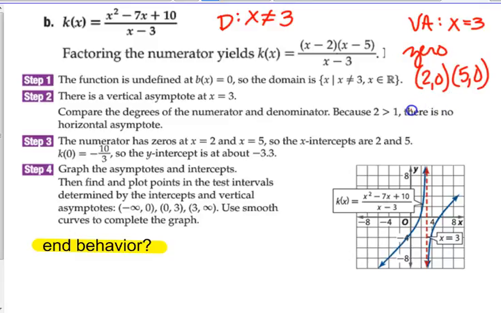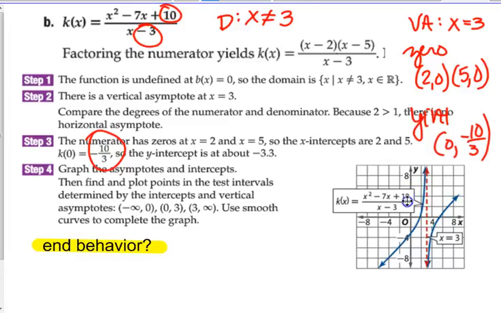Where's the y-intercept? Put a 0 in everywhere back in the original equation, and you end up with 10 over -3. Okay? So at x equals 0, y is -10/3, or a little bit past -3. Now, there is no horizontal asymptote when it is top heavy.